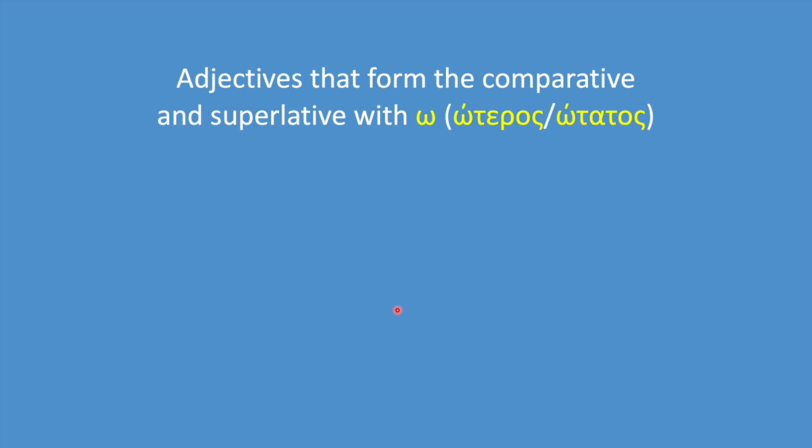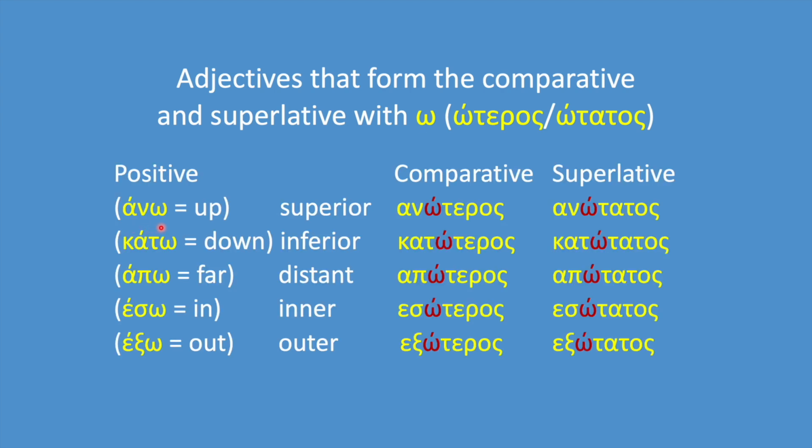So far, we've seen that ότερος and ότατος are spelled with omicron. However, there are 5 adjectives that have omega instead of omicron. All 5 of these adjectives are formed from adverbs. From the adverb ano, which means up, we have the adjective that means superior, anóteros, anótatos. From the adverb kato, which means down, we have the adjective that means inferior, katóteros, katótatos.